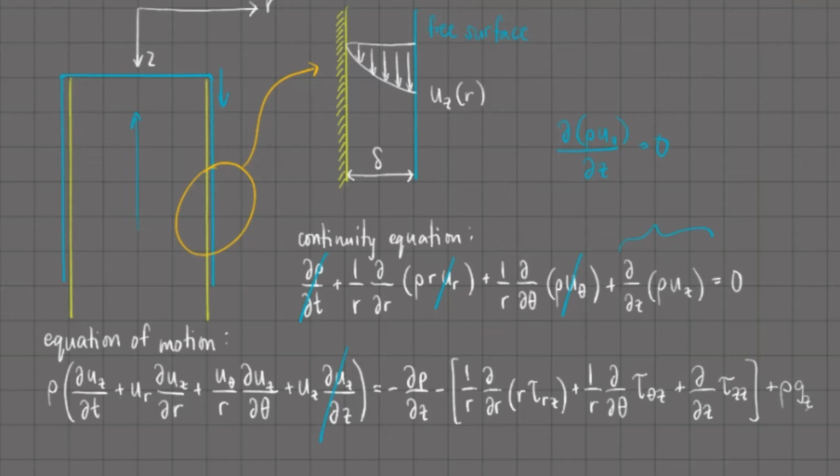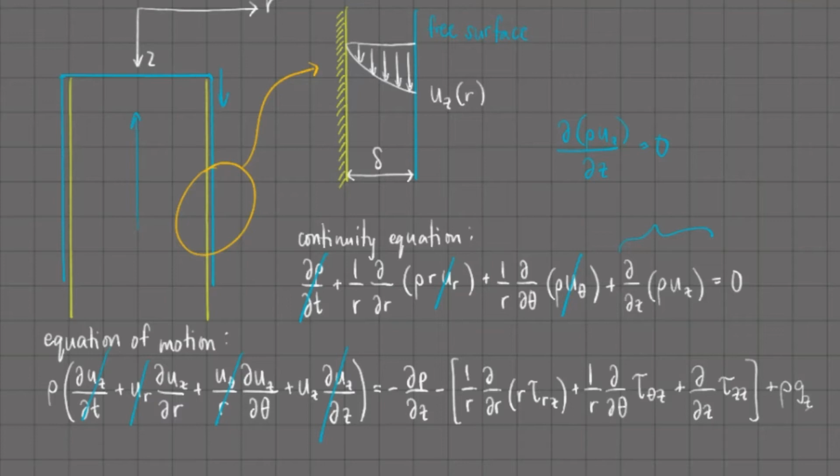Now, let us take a look at the other terms of the equation of motion and let's see what will cancel. The first term will cancel definitely because it's a time derivative and we have assumed steady state. The second term will also cancel because we don't have a radial component of the velocity. The third term will also be equal to 0 because we don't have a rotational component of the velocity.